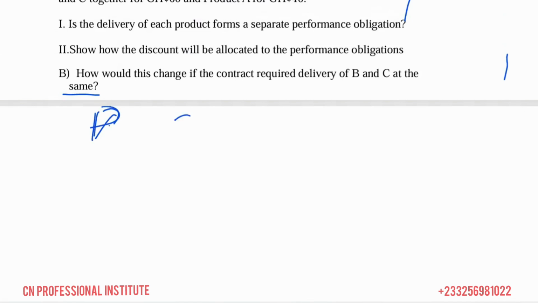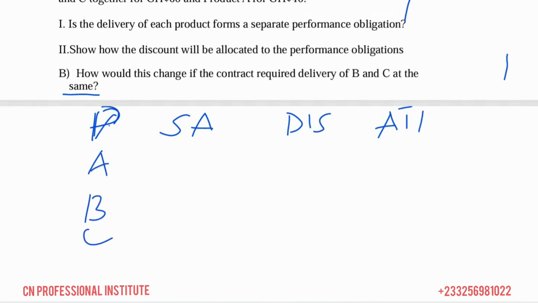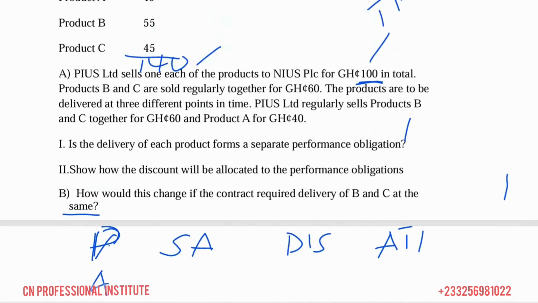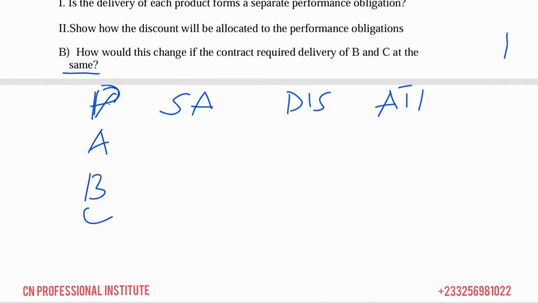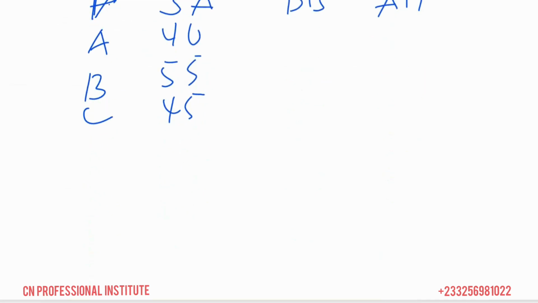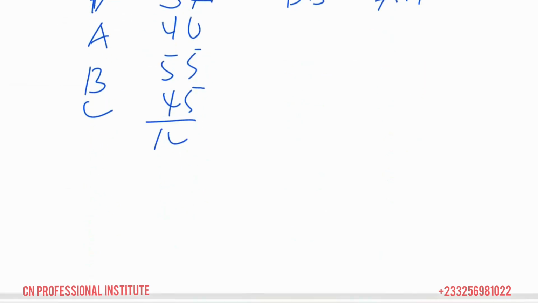Okay. Then let's bring this standalone selling price here, the discount, and then the allocated transaction price. The products we have are A, B, and C. What are the standalone selling prices? 40, 55, and 45. Then we said the sum is 140.